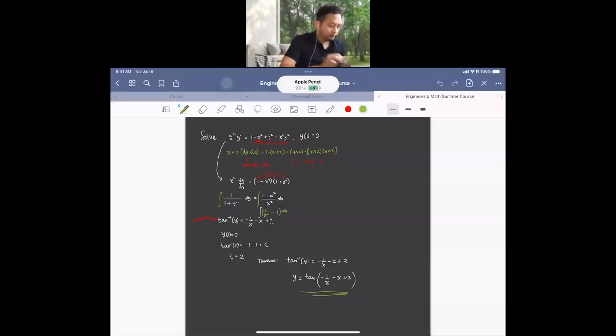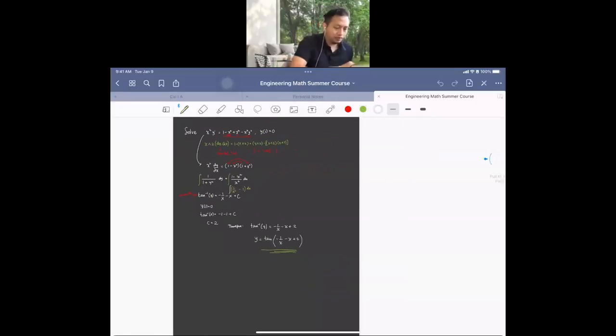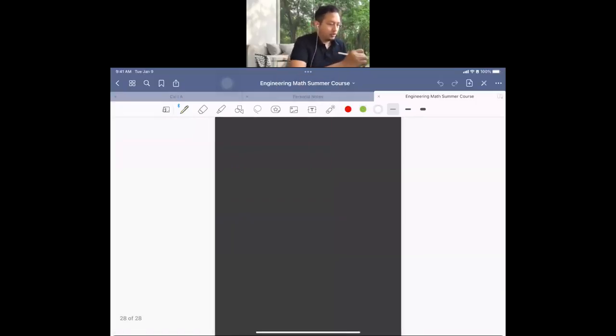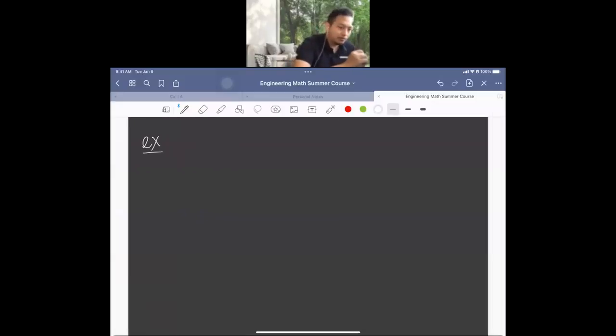Okay, let me continue a little bit here. Okay, and then another example. I can show you. If we have this differential equation and we have the conditions that are mentioned here, how do we solve this?